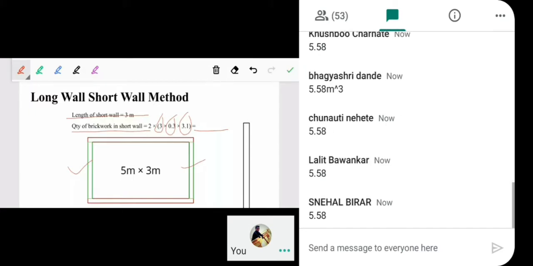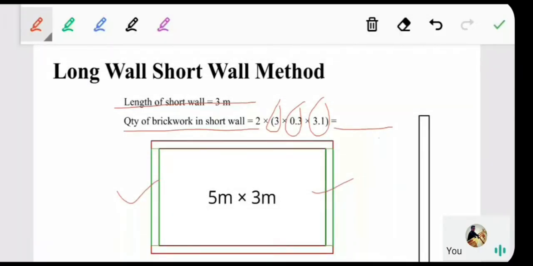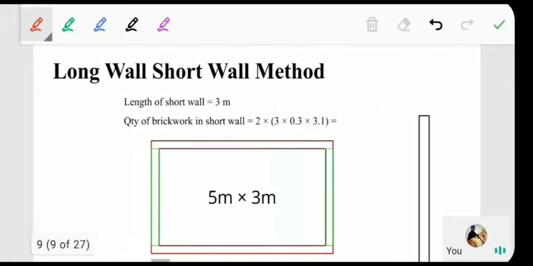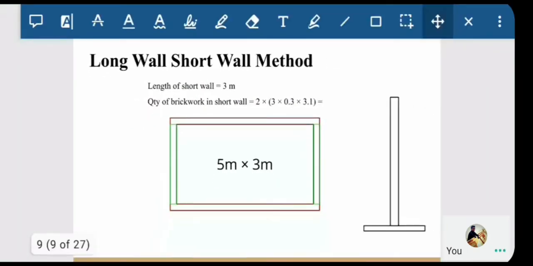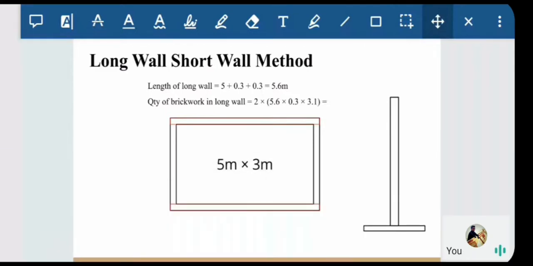Okay, 5.58 meter cube. So the total quantity of the brickwork will be the quantity of the brickwork in long wall plus the quantity of the brickwork in the short wall. Now this seems pretty easy if we consider only the brick wall. This method seems pretty easy, directly calculating the length of the long wall and the short wall by adding the width of the particular item of work at the end.